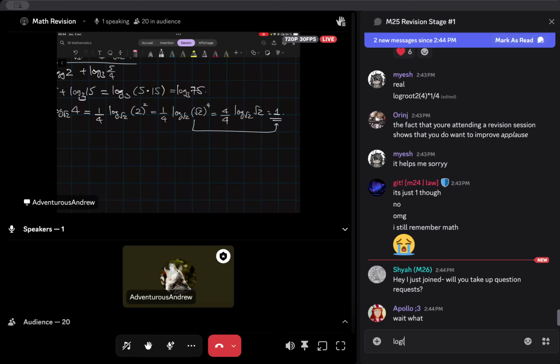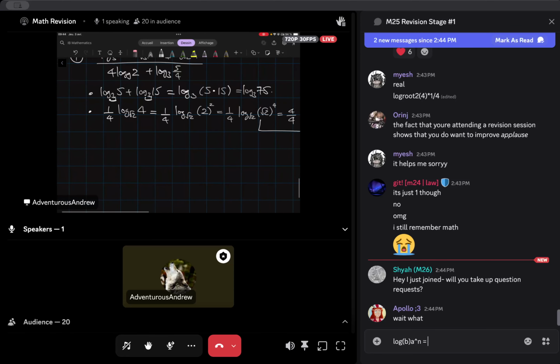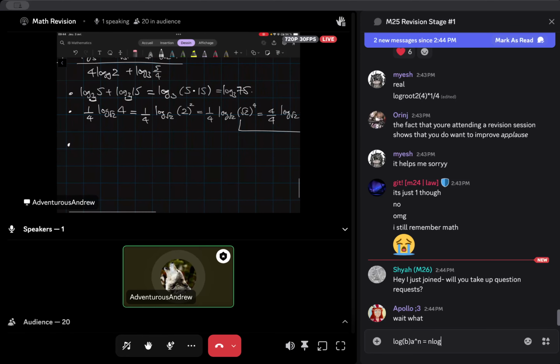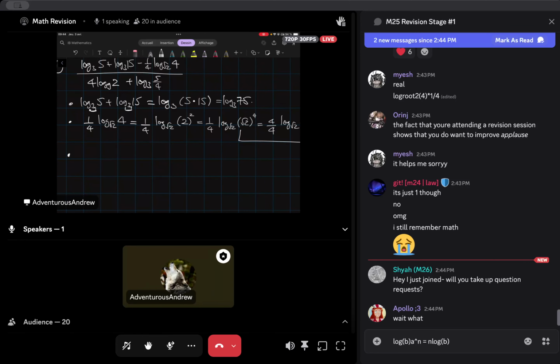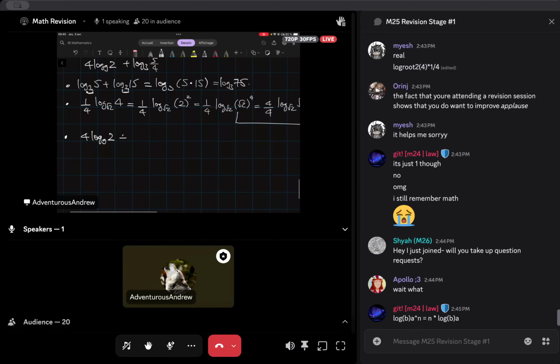That probably helps. So, second term, done. Third term, 4 log base 9 of 2 plus log base 3 of 5 over 4. This is where a lot of crimes are committed.